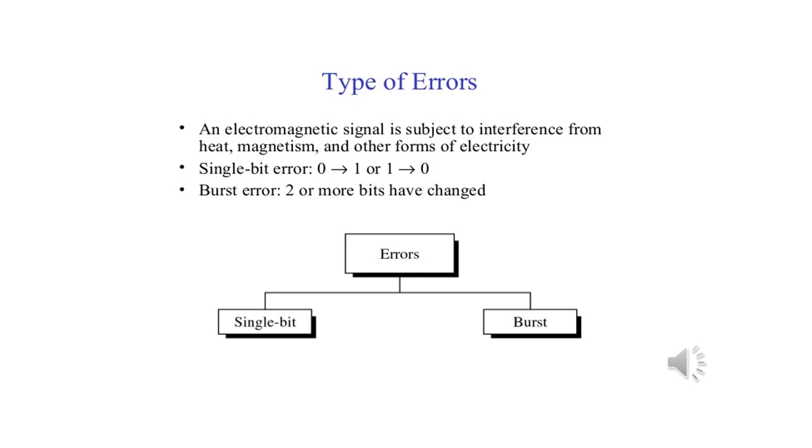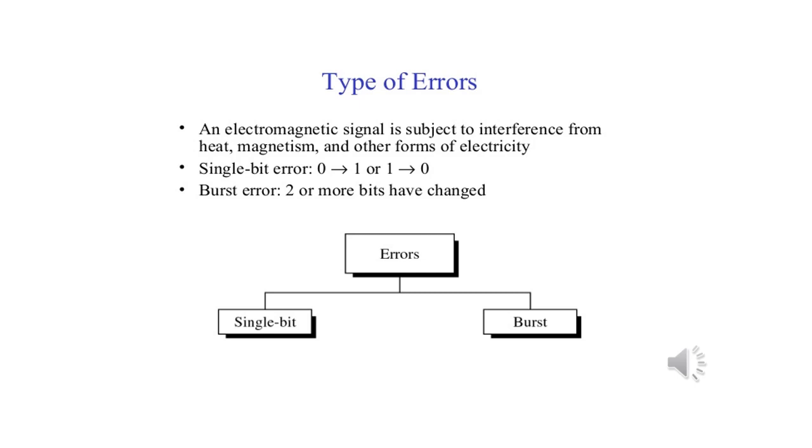Single bit errors are those errors which occur on a single bit of the data being transmitted. That is, either 0 is changed to 1 or 1 is changed to 0. The next category of errors are called burst errors, where more than one bit has been changed. So we can categorize errors as either a single bit error or a burst error.